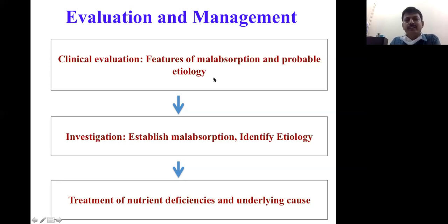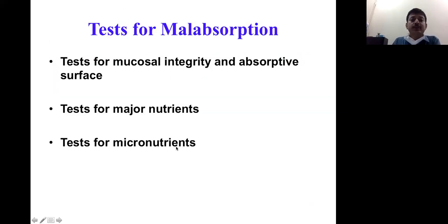So once you have done this part of your evaluation, the next step is moving on to the investigations. Now, investigations again have two steps. You establish malabsorption, then you identify the underlying cause. For establishing malabsorption, the tests are grouped into three. There are tests looking at the integrity of the mucosal surface and whether you have an adequate surface area of small intestine. Then there are tests for major nutrients, the same way we had clinical features, and there are tests for micronutrients.